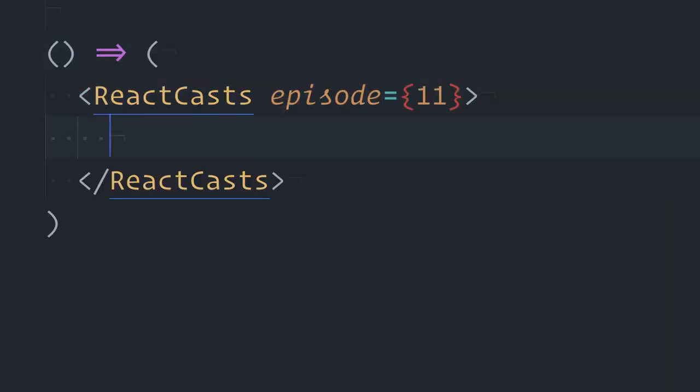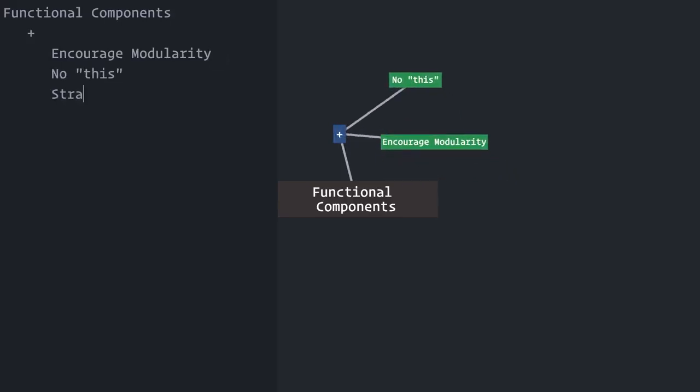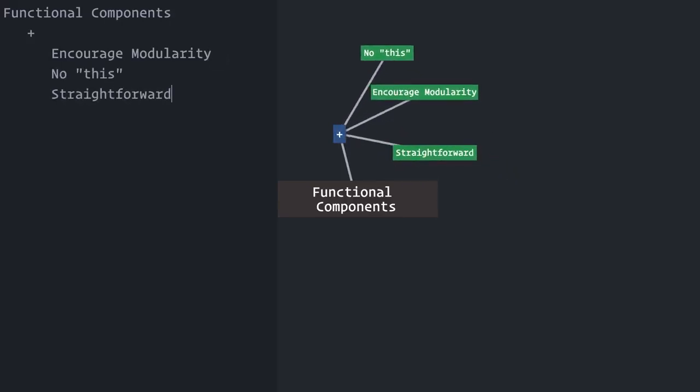This is ReactCast's episode 11, Recompose. I love working with functional components in my React applications. They encourage more modular code, you don't have to deal with the this keyword, and it's very straightforward to use. You export a function that receives props as parameters and return UI.